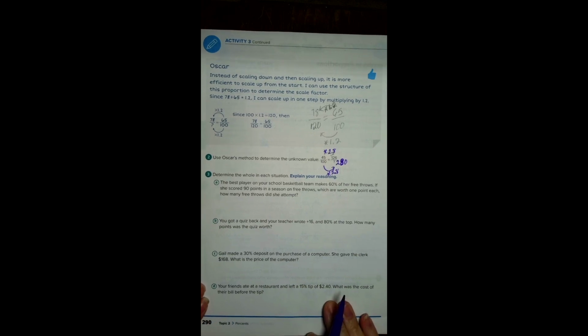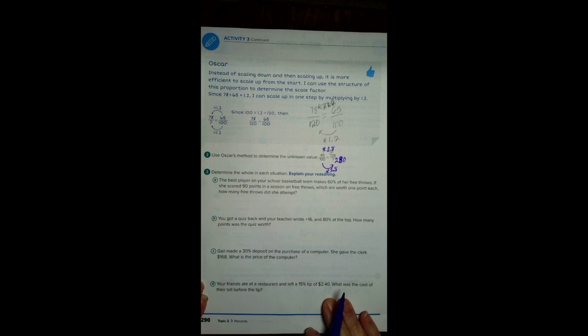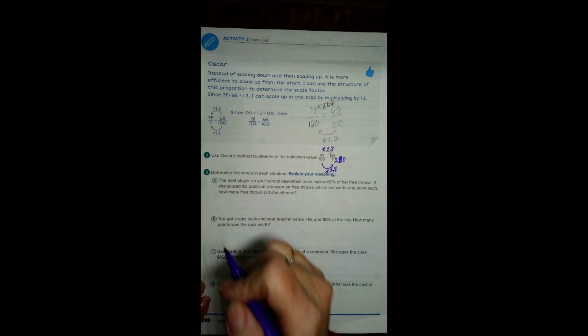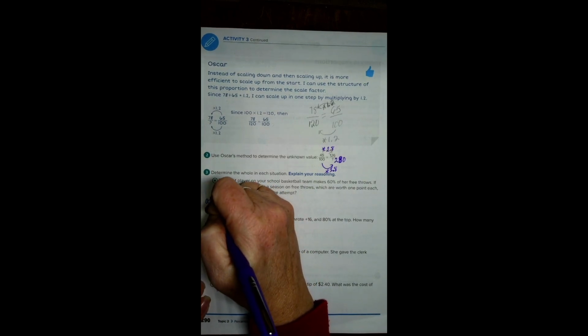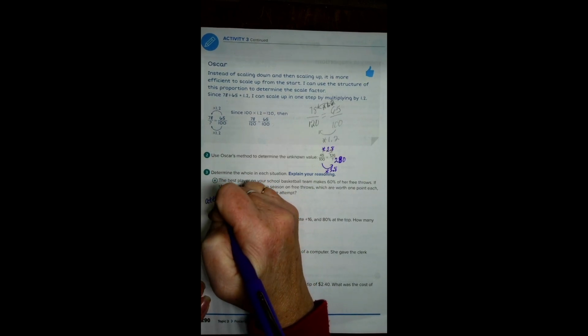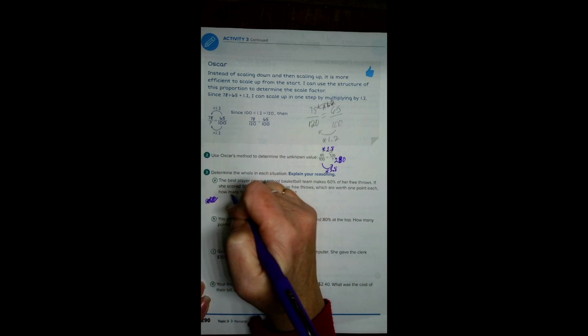Okay, so number 3, determine the whole in each situation. The best player on your school basketball team makes 60% of her free throws. If she scored 90 points in a season on free throws, which are worth 1 point each, how many free throws did she attempt? So our part is the attempt. I'm sorry, our attempts are the whole.